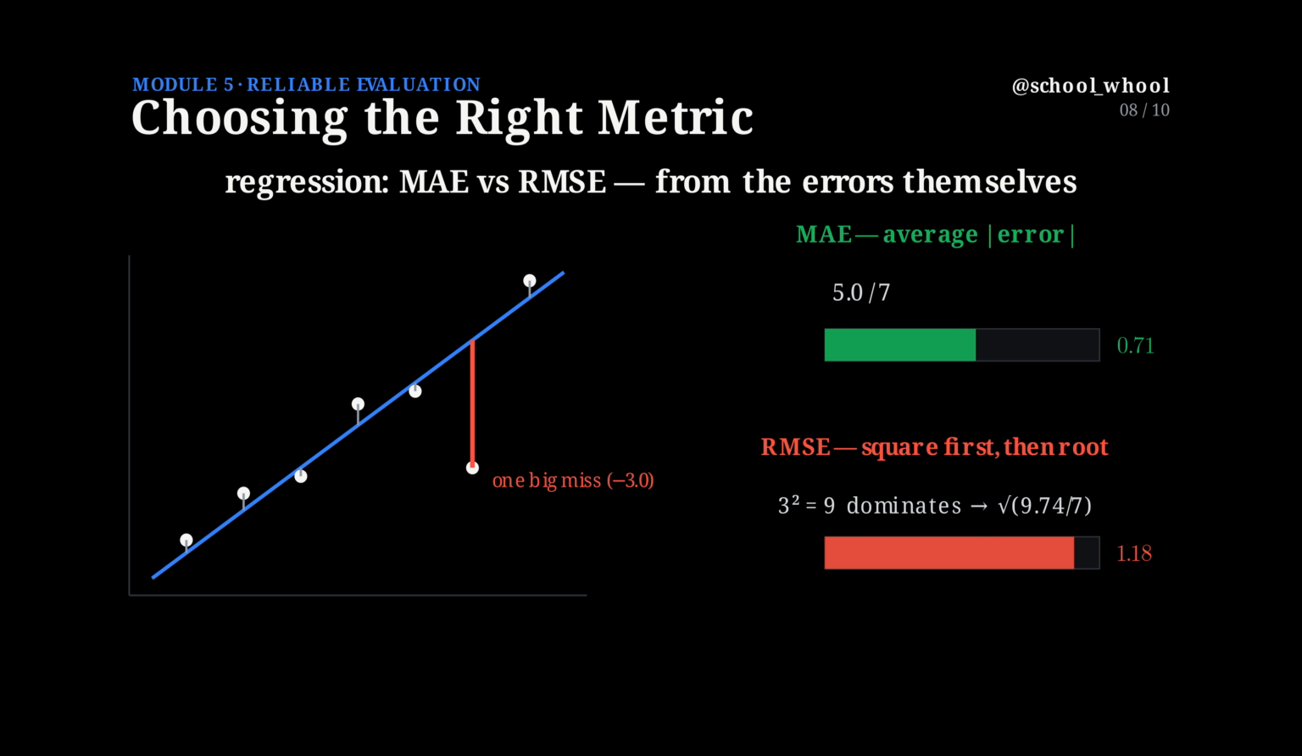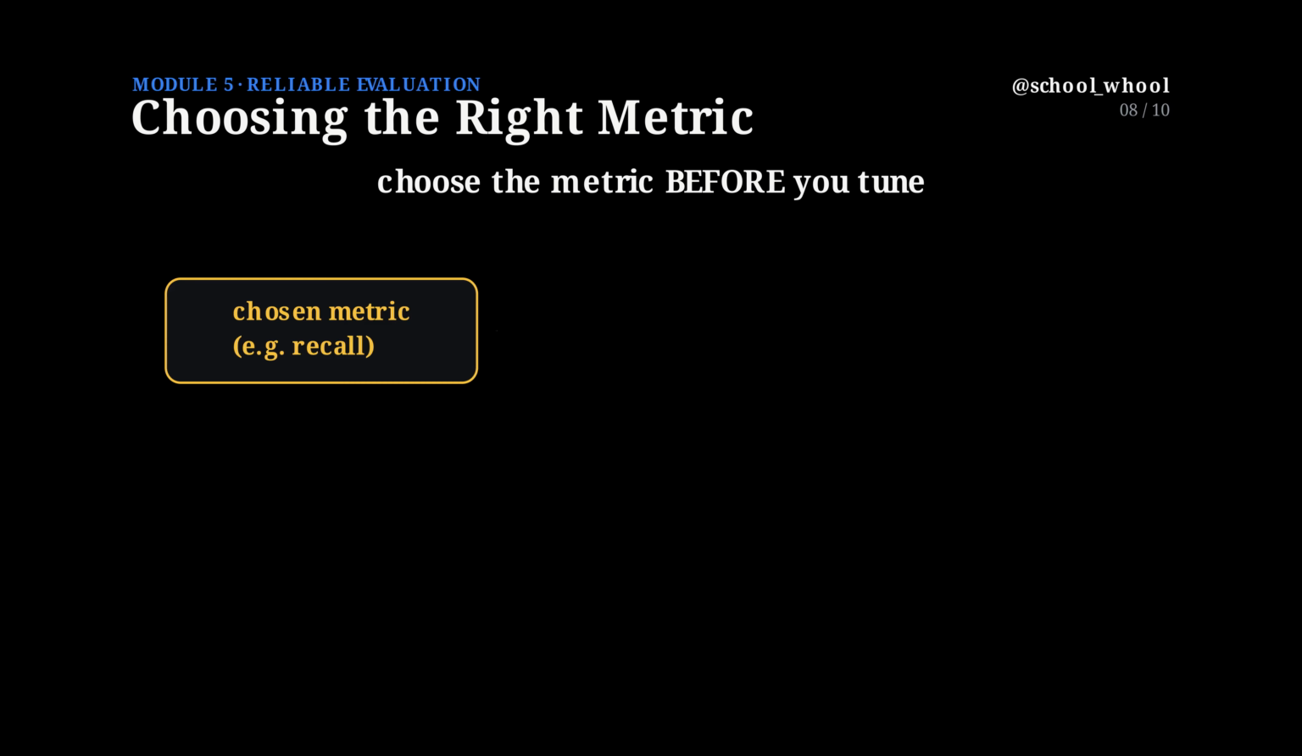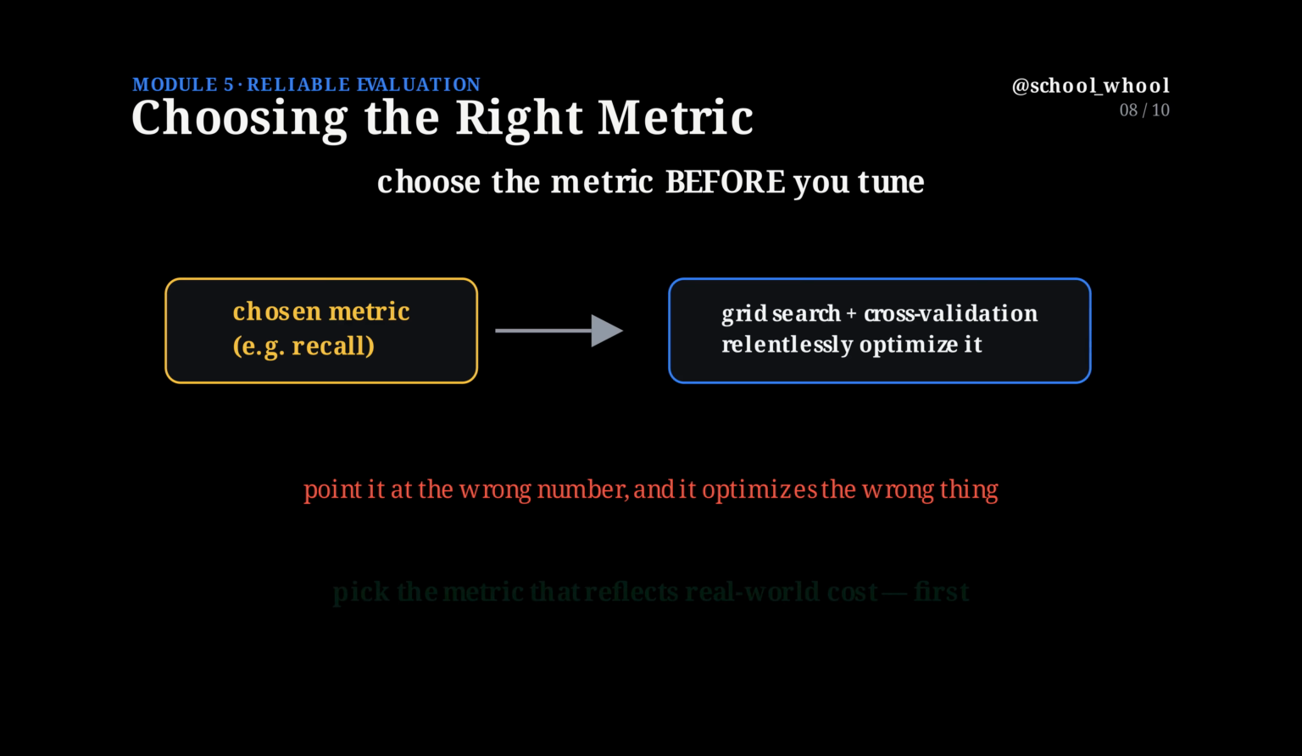Here's the crucial habit. Choose your metric before you tune anything. Because everything downstream, grid search, cross-validation, all of it, will relentlessly optimize whatever number you point it at. Point it at the wrong number, and it will faithfully make the wrong thing better. Pick the metric that reflects real-world cost first, and the whole pipeline pulls in the right direction.